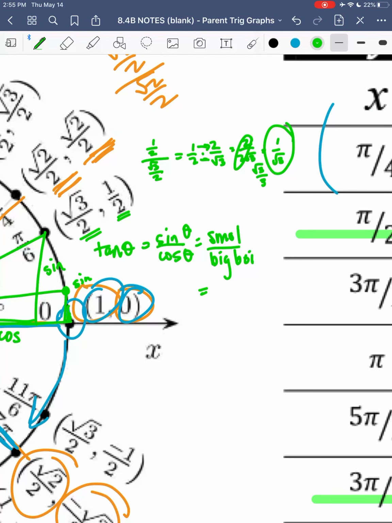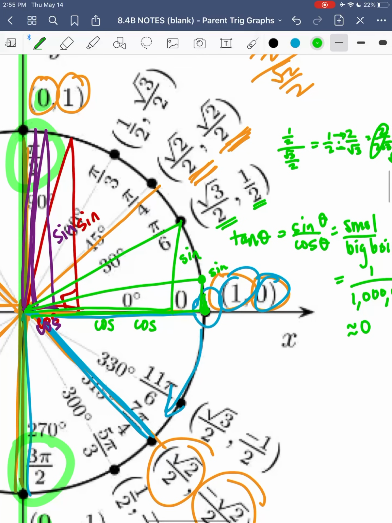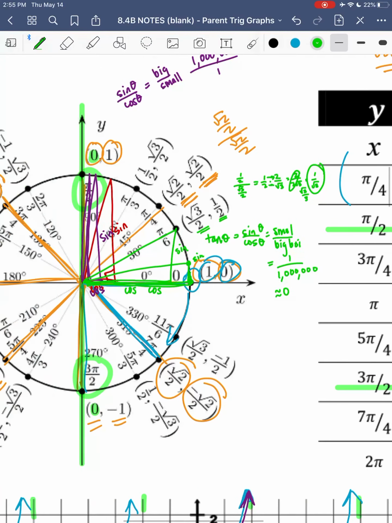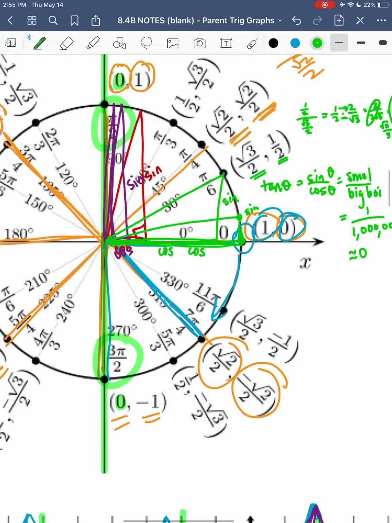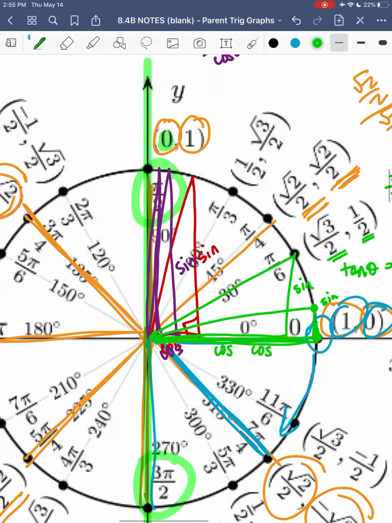Okay. And if you think about that, it's like having 1 over 1 million. That's small over big, right? And that 1 over 1 million is basically 0. That's really small, right? Eventually we get to the point where we're up or down nothing, all the way over, and so we get 0 over 1 eventually, and that's okay.